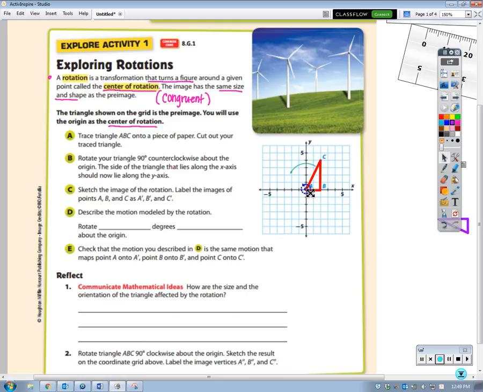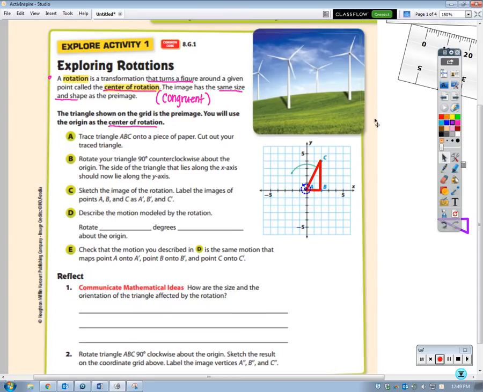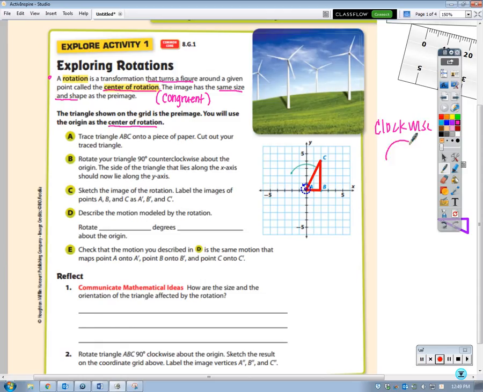Just a little tangent here. Let's do a quick reminder on what clockwise looks like. Clockwise. Right? And counterclockwise. Not many of us have analog clocks anymore, so this is a good little reminder here. Clockwise to the right, counterclockwise to the left. So we are rotating this triangle counterclockwise to the left.